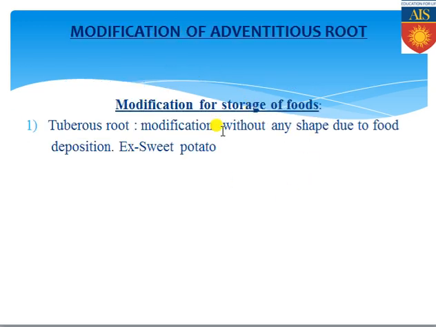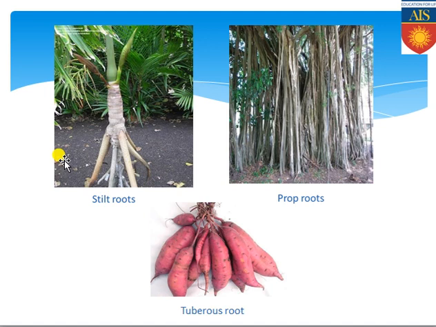So this is the modification of the adventitious root. I have told you this is the modification of the adventitious root, where the adventitious root has changed its structure, it has swelled due to deposition of food, and the example obviously will be sweet potato. So the carrot, turnip, radish are the examples of the modification of the tap root due to food storage, and this will be the example of the modification of the adventitious root due to food storage. So this specific figure I have also shown you.